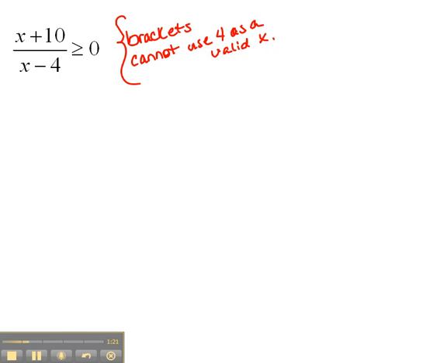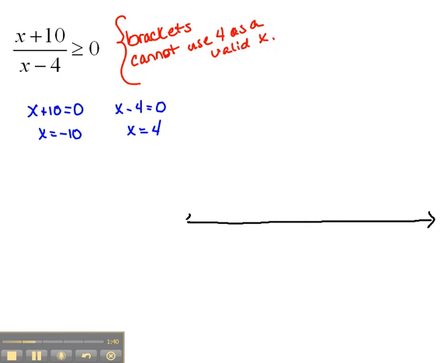Alright, so we're going to take each one of our factors and set them equal to 0 to find our critical values. So we have a critical value at negative 10, and we have a critical value at 4. We're going to use these critical values to set up our number line. So let's put negative 10 over here, and let's put 4 over here, and we're going to use those to separate out our number line.